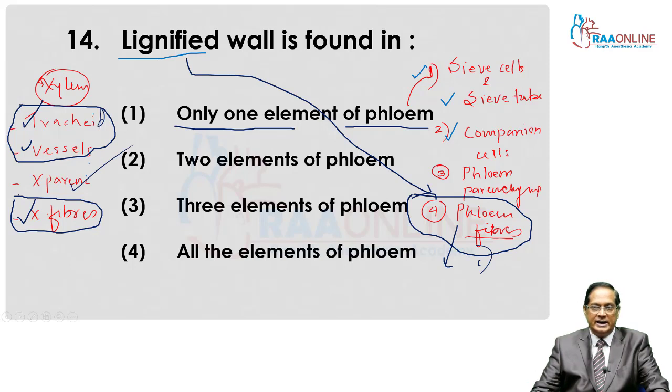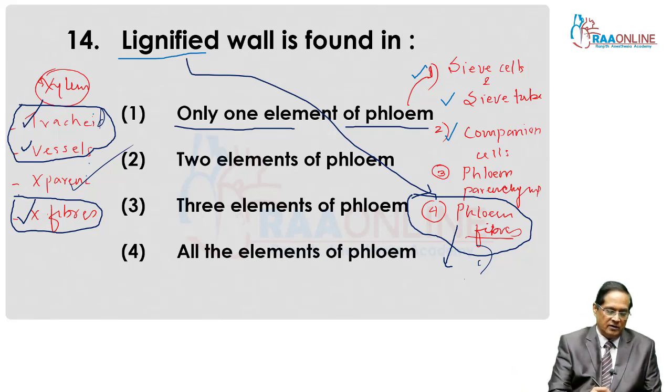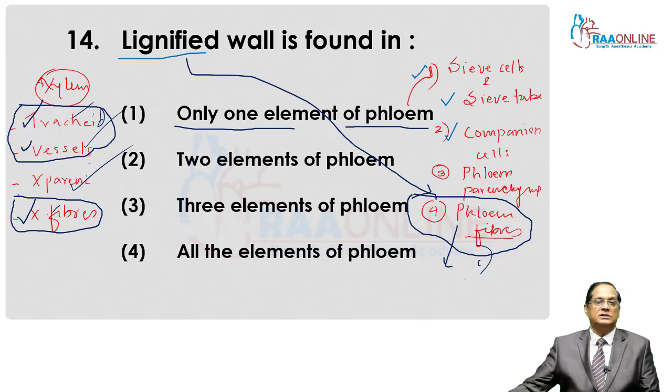Here, the only dead element of phloem is phloem fibers. Then as far as lignified wall is concerned, it is found in tracheids, vessels as well as xylem fibers. These 3 elements of xylem are with lignified wall, whereas in phloem only 1 element is with the lignified wall, that is phloem fiber.